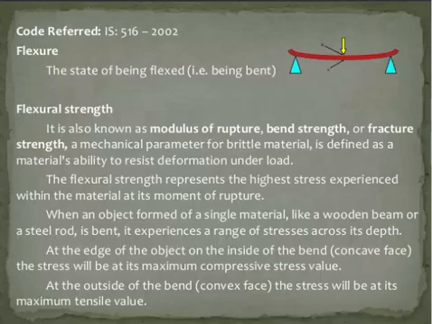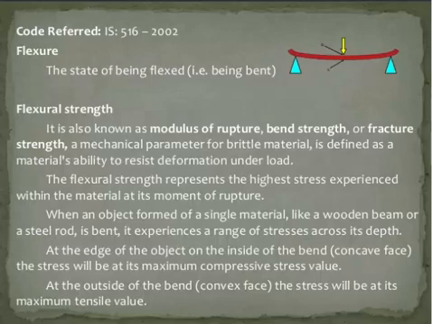in bending. Students, when an object formed of a single material, like a wooden beam or a steel rod, is bent, it experiences a range of stresses across its depth. If we take an example of the beam, and we are applying the load over the beam, it will be subjected to bending.